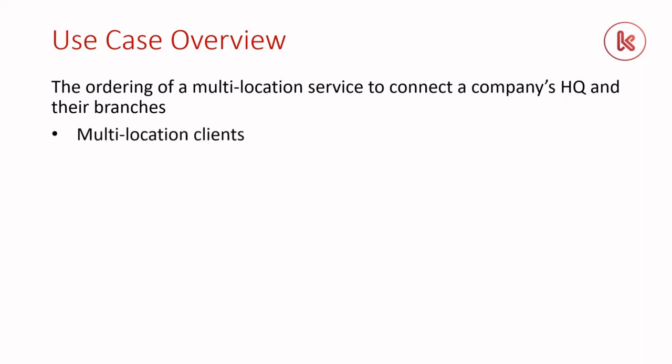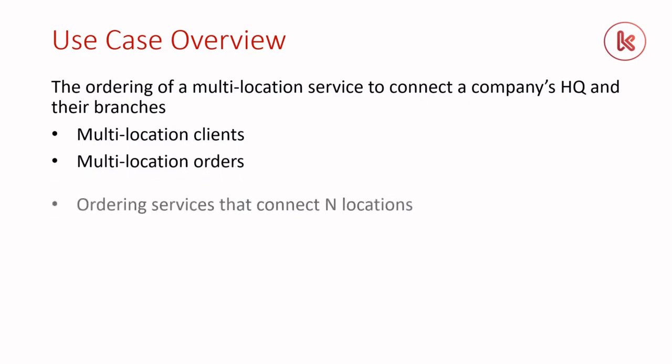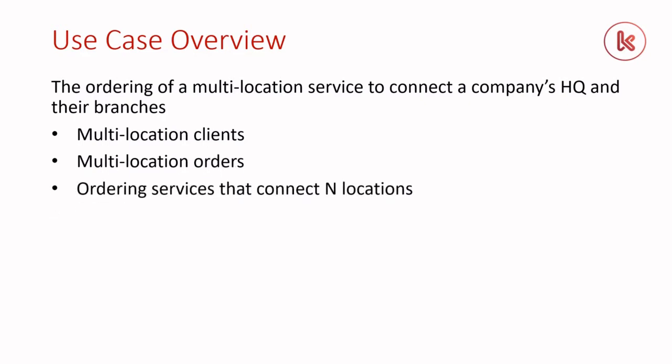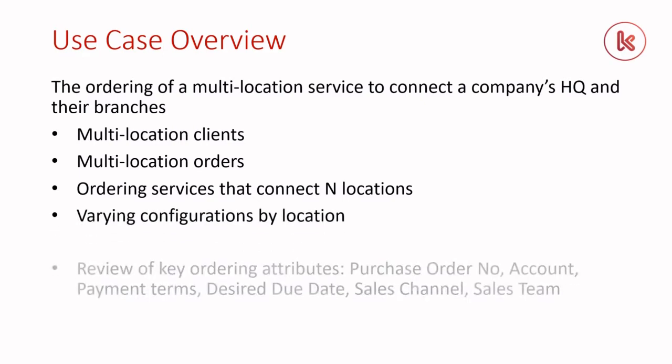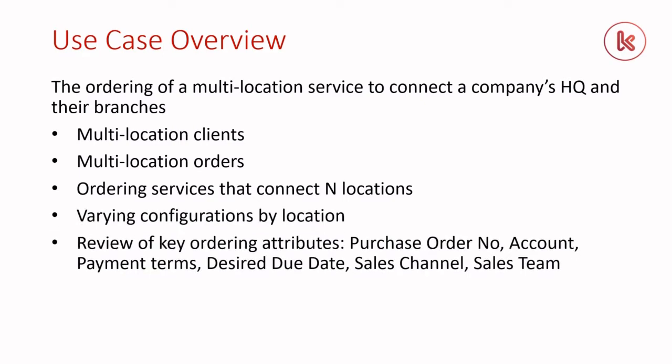Okay, so we're going to be ordering multi-location service to connect the company's headquarters and their branches, and that's going to highlight our support for multi-location clients, multi-location orders, ordering services that connect end locations, in other words having a single service with multiple endpoints, varying the configurations by those locations, and we're going to review some of the key B2B ordering attributes like purchase order number, account selection, payment terms, the due date, sales channel, sales team, etc. Let's begin.